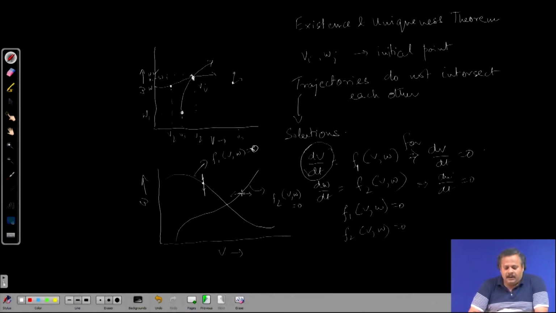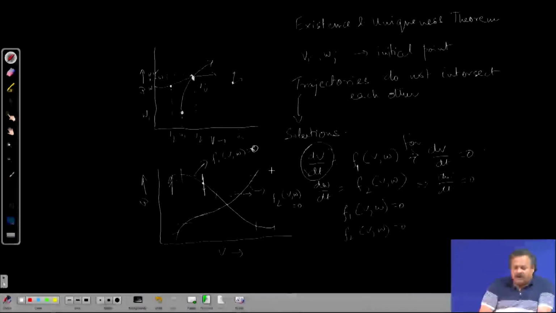So, the points along this whole line are going to behave in the same way. That is, anywhere the trajectory crosses this line, that is the dV/dt equals 0 line, it will cross vertically, be it here, here, or here, anywhere. Similarly, anywhere along this other line, the trajectories have to cross horizontally.